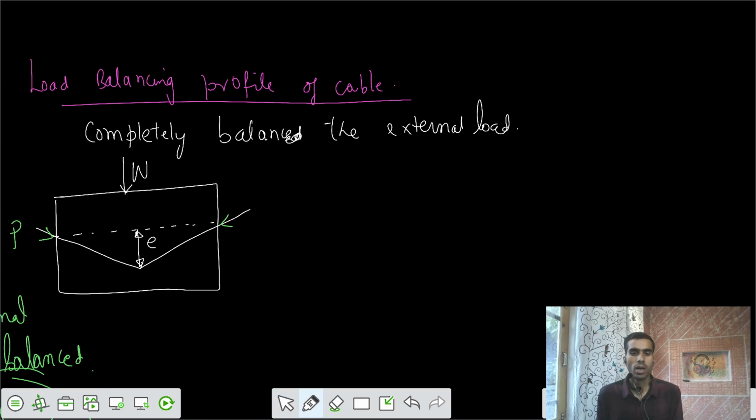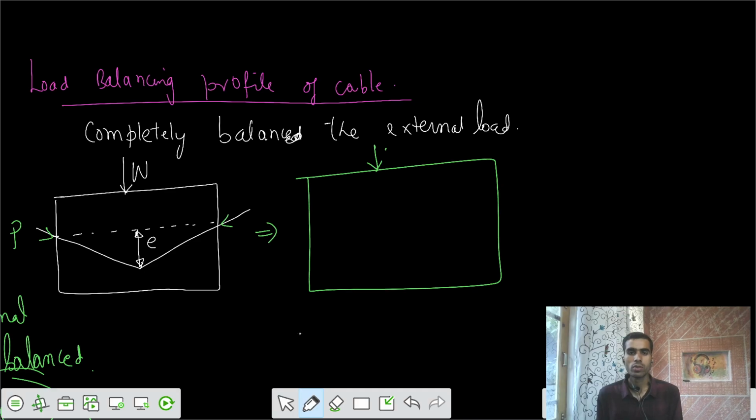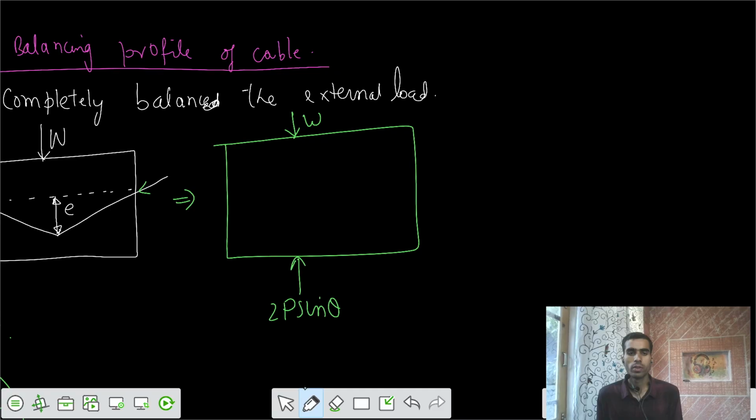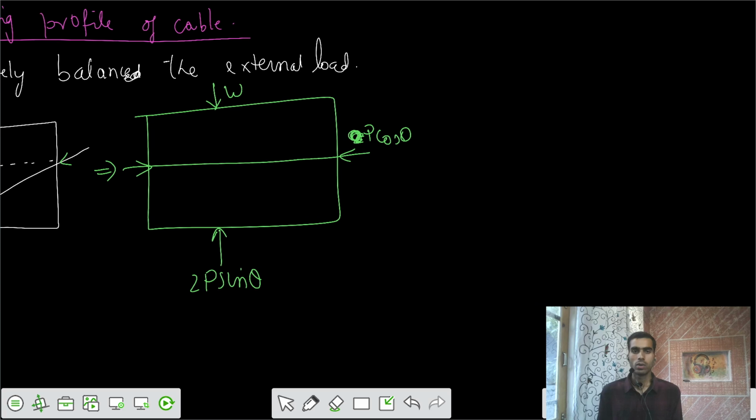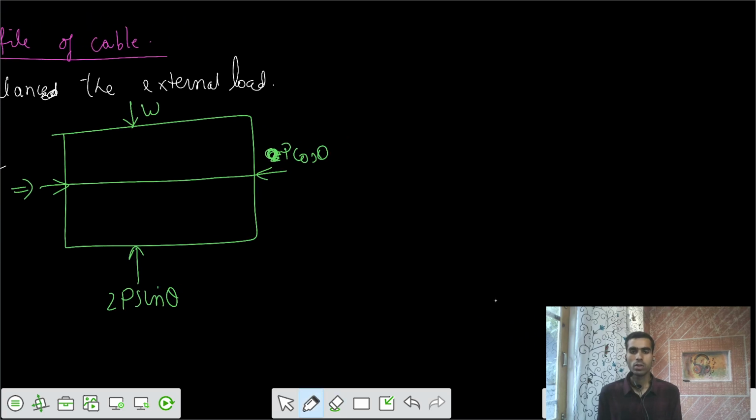I would say that once I convert it in terms of load balancing concept, it is equal to W, and this part is equal to 2P sine theta, if this was theta. And this was your straight tangent, this was P cos theta. That means your W is equal to 2P sine theta for complete balance.